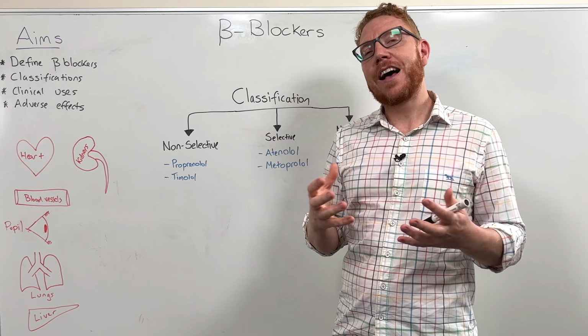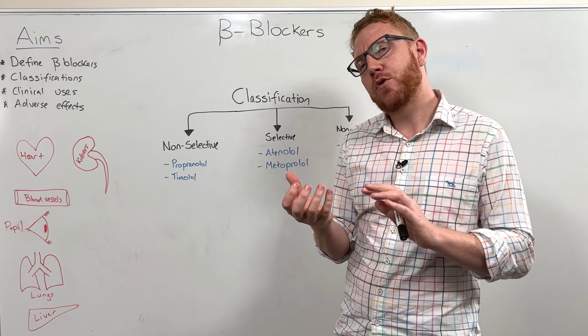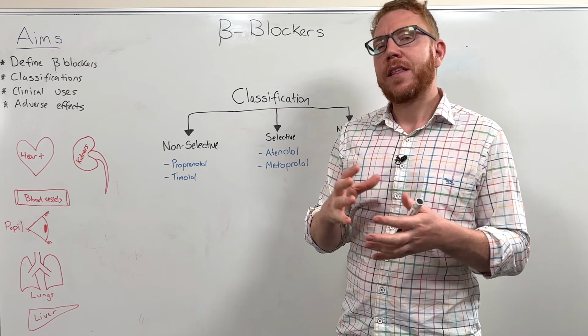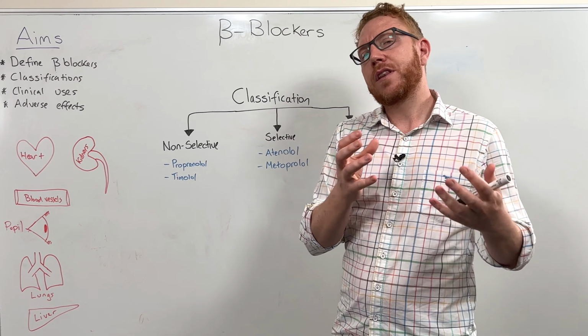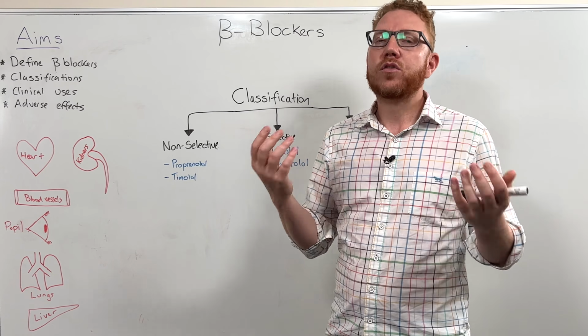Beta blockers are a class of medications that diminish or block the effect of adrenaline or noradrenaline on the sympathetic nervous system. They are used clinically for certain things like hypertension, heart failure, angina, dysrhythmias.